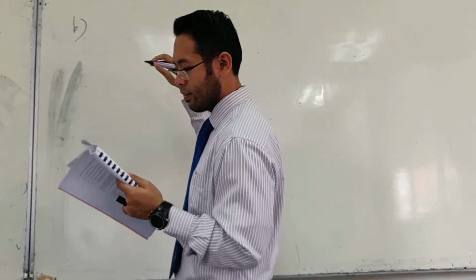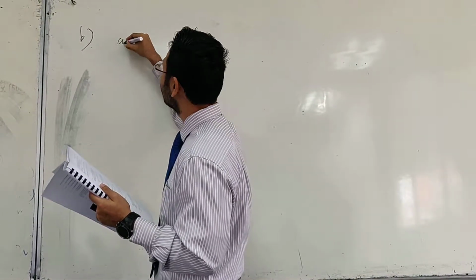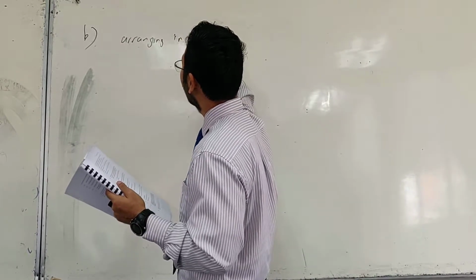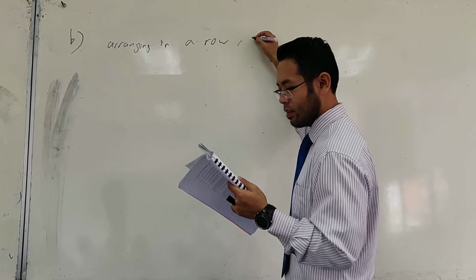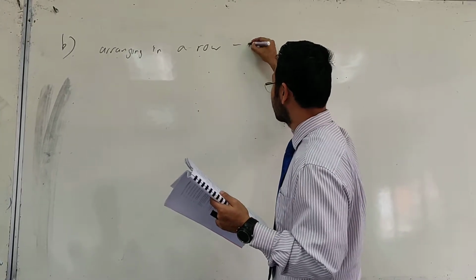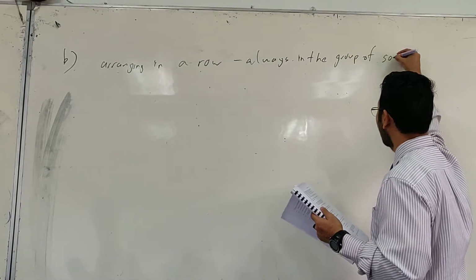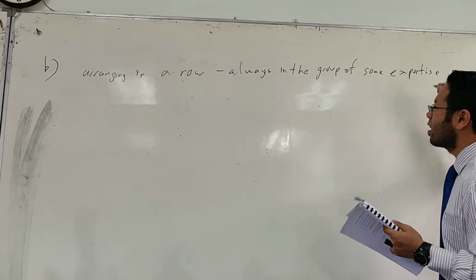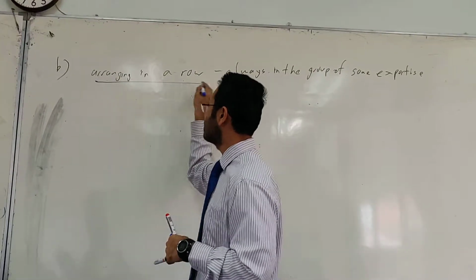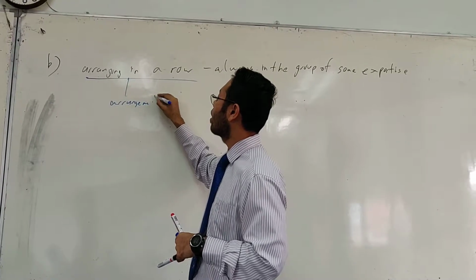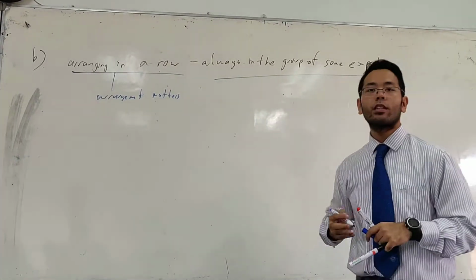This is quite tough. So it's the same case. If they want to sit in a row, arranging in a row, such that they are always in the group of the same expertise. Okay, first and foremost, combination or permutation? Permutation, for sure, because arranging in a row, arrangement matters. But can someone understand this line? Always in the group of the same expertise. What does it mean?